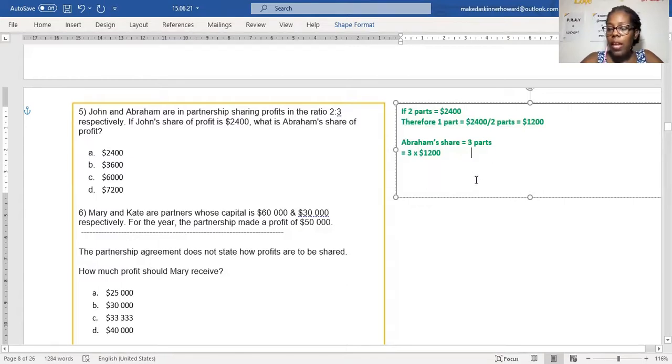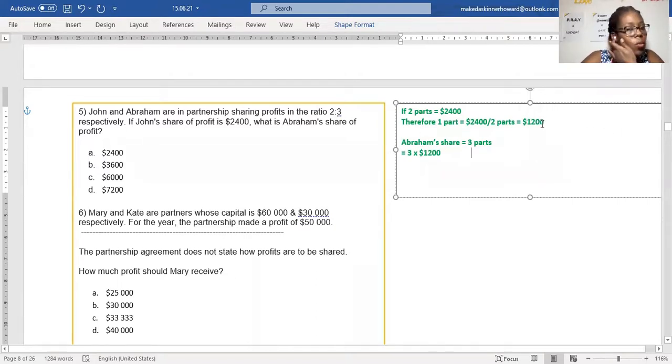So on the right-hand side in green, I have the working for this question. Let's go back to the question. They told us John and Abraham, this is the profit sharing ratio, 2 to 3, all right? John's name is in front, so that means this 2 would relate to John. A little later on in the question, they told us if John's share of profit is 2,400, means that 2 parts is equal to 2,400. Therefore, 1 part is equal to 1,200.